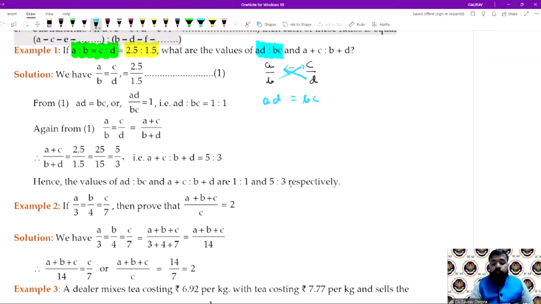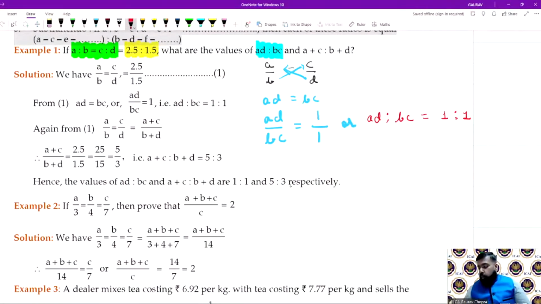So if we do cross multiplication, it shows that AD becomes equal to BC. They are equal. Now, if we bring BC on other side, what will happen? It will become AD upon BC is equal to 1. In denominator, nothing is written, so we can say that it is again 1. So AD by BC is equal to 1 upon 1, or it can be written as AD ratio BC is equal to 1 ratio 1. So this is the result. So this was the first part of the question. Okay.